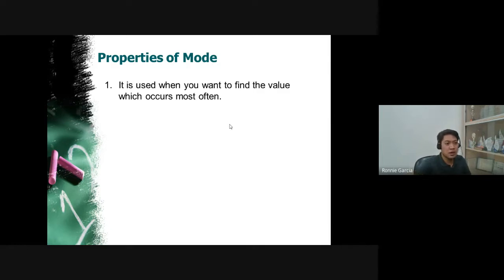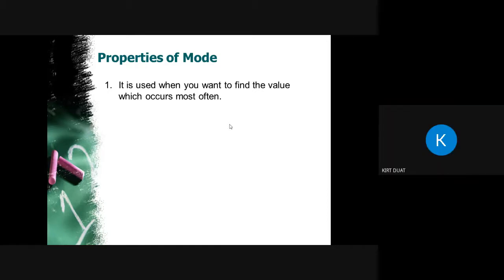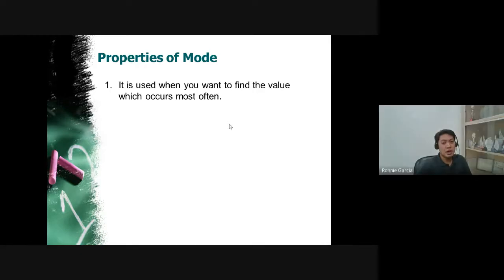Kindly read the first one. It is used when you want to find the value which occurs most often. Very good. So kung gusto mo lang malaman kung ano yung nagbalik-balik, then mode ang pwede mong gamitin. For example, ano kaya ang pinaka-paboritong brand ng mga taga-Mako when it comes to shampoo? So pwede ka mag-survey tapos ang nagbalik-balik, mo to ang imuhang kwaon nga mode, mo to ang mag-describe sa ilahang usay favorite brand nila sa shampoo. So yan ang first property ng mode.